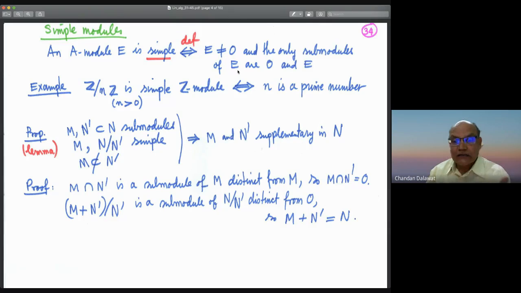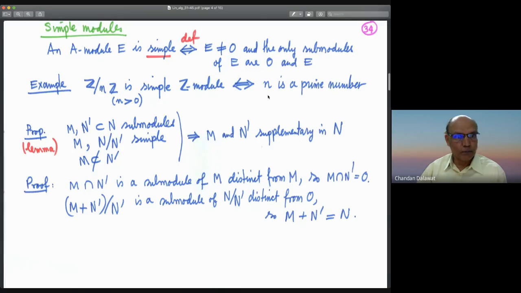So it is simple in the sense that it's not made up of smaller things. And the precise definition is that the only submodules are 0 and E, and they are distinct. So if you take Z mod NZ, for example, when is it a simple Z module? You can check that that's the case precisely when this N is a prime number. So that's one easy example of a simple module.